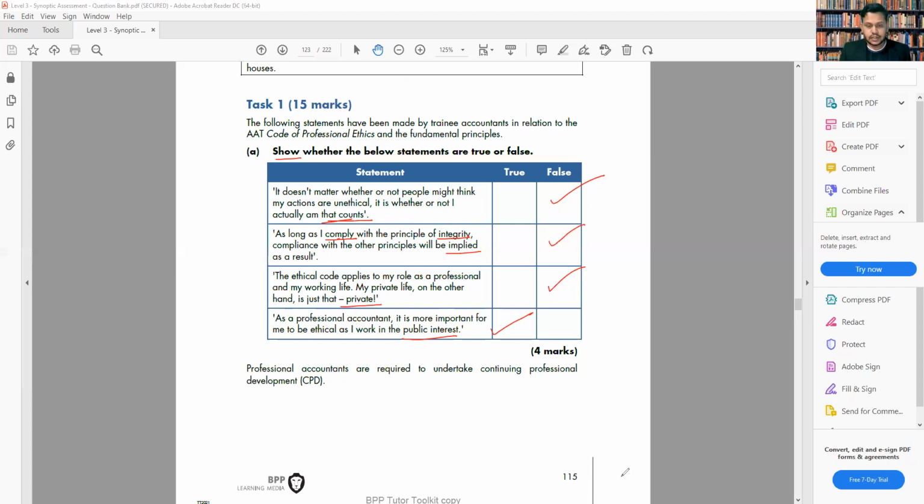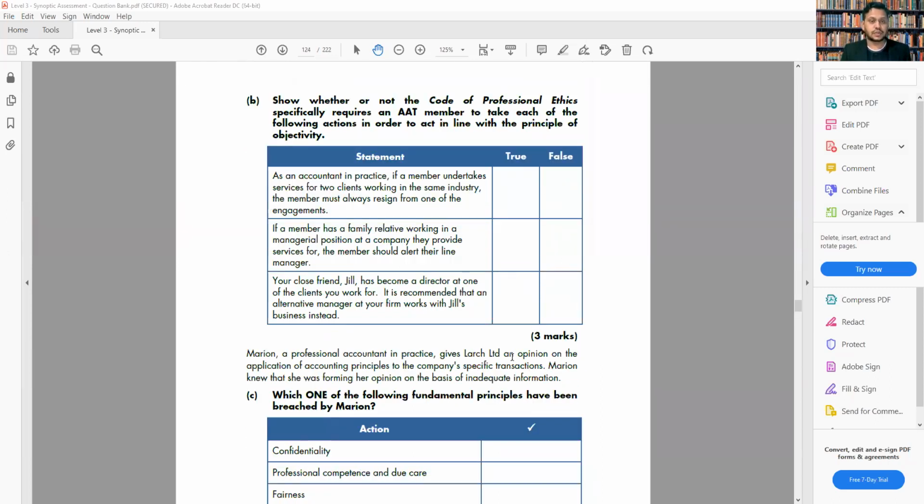Let's move on to the next one. The next one we have here, again, we have some true and false questions. Show whether or not the Code of Professional Ethics specifically requires an AAT member to take each of the following actions in order to act in line with the principle of objectivity.